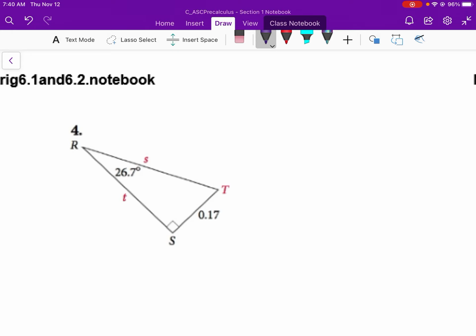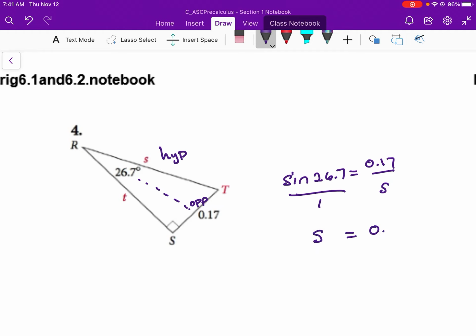So what is side T? What is side S? Notice I'm missing a bunch of things, right? I have an angle and I have a side opposite. This is the opposite. So let's say I want to find the hypotenuse. So opposite over hypotenuse would be sine. So the sine of 26.7 is opposite 0.17 over the hypotenuse. Oops, that's got the letter S on the diagram. I hate the letter S, but it's the letter S. Okay, so now when I solve for S, I want to make sure that S is equal to 0.17 divided by the sine of 26.7, whatever that is.